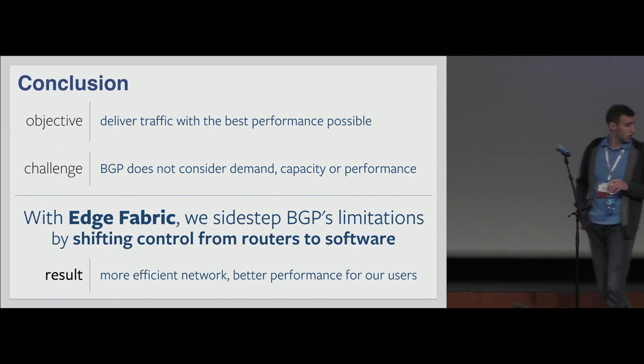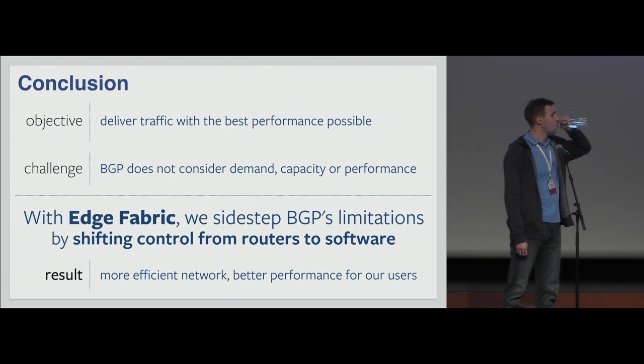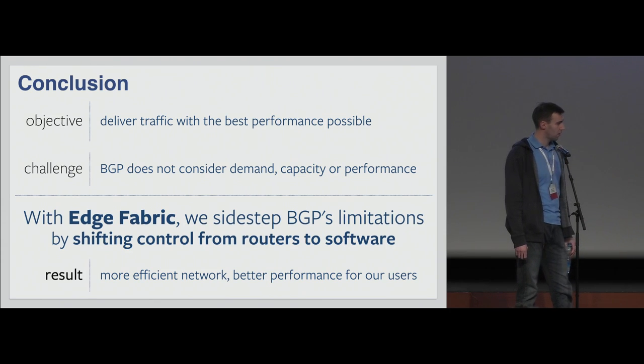There's a question that came in from a remote participant. Bruno asked, how does the controller tell a router to redirect traffic for a specific traffic class of traffic? For example, do you use BGP flow spec?